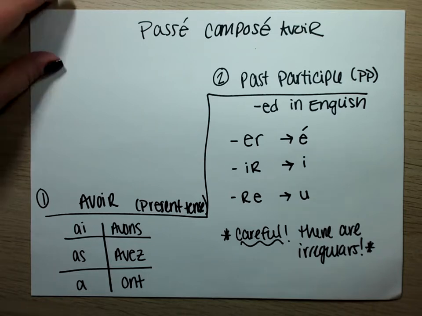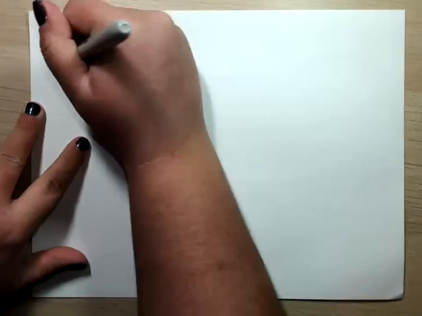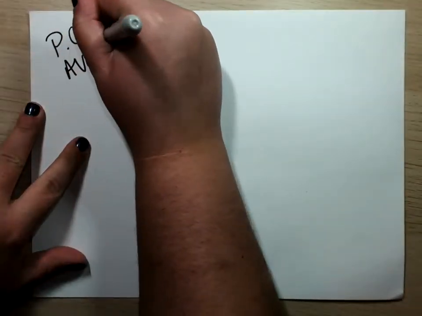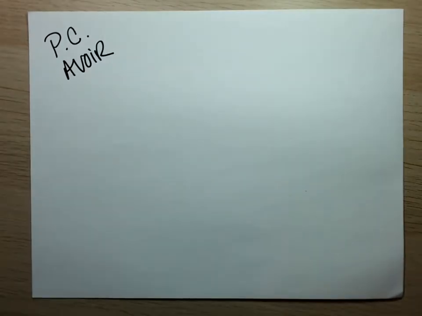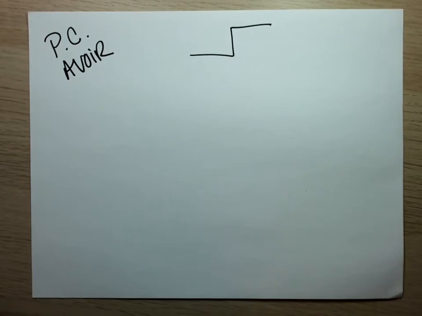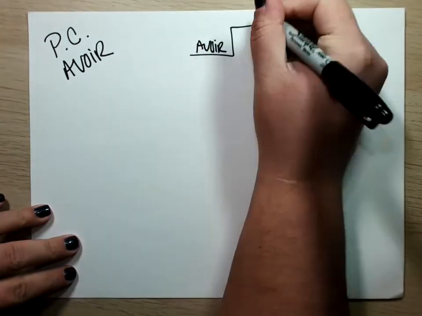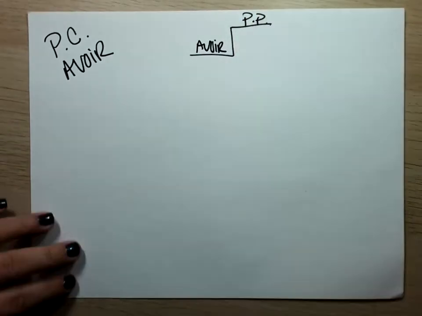All right, let's do un exemple. So I'm going to take away my paper here so we can do un exemple. And then at the top, I'm just going to write PC for passé composé and then avoir. All right, so as we remember, there are two steps. It's always helpful to draw our staircase. So there are two steps. That first one is avoir, and then your second one is your PP, your past participle.